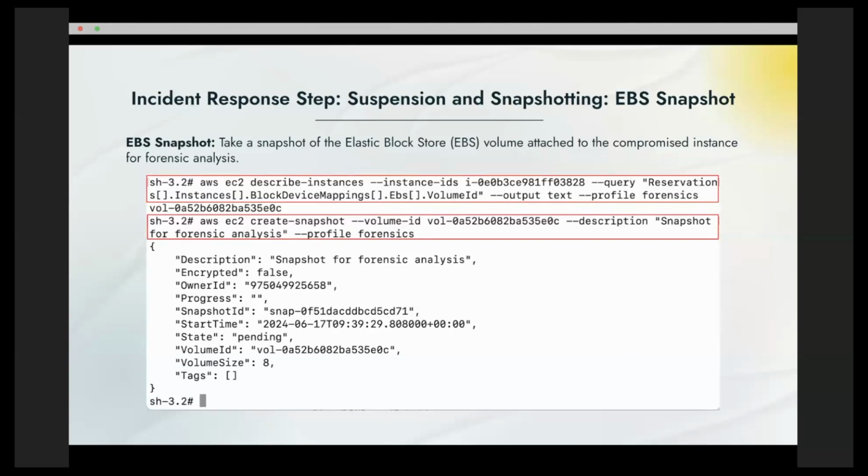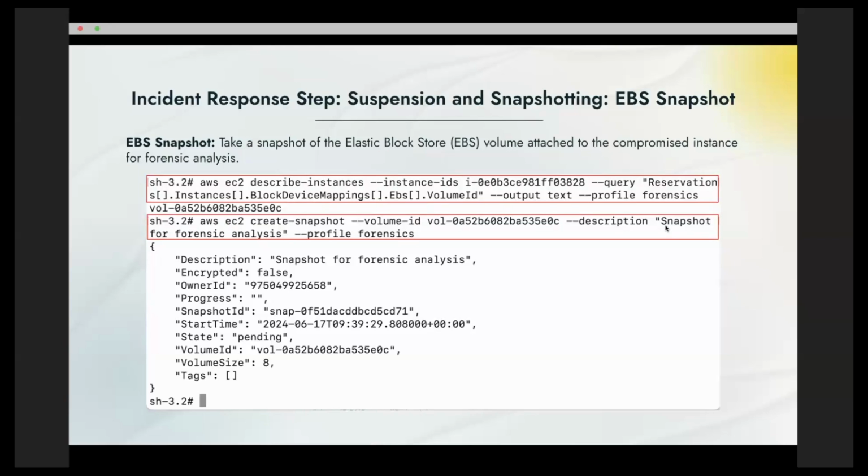So the next step is the EBS snapshot. The Elastic Block Store is basically the disk attached to the EC2 instance. The process is pretty straightforward, as long as you identify the volume ID associated with the EC2 instance. In this example, I have used the describe instances command, specified the instance ID, and I am doing a query for reservations, instances, block device mapping, EBS volume ID. In the output, I get the volume ID associated with the EC2 instance, and then I can use the create snapshot command and provide the volume ID to it.